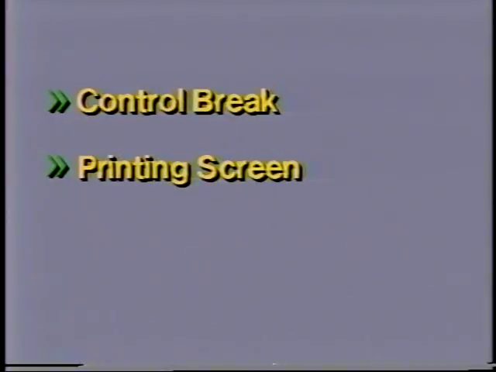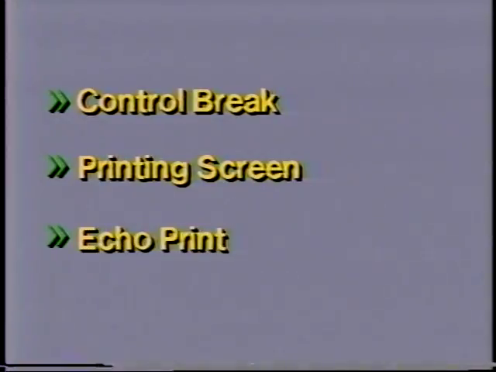Let's review the three hardware functions we've just talked about. Control break is the ability to terminate any command we may be executing and return to the A prompt. We've talked about screen copy, which lets us make an exact copy of what is on the screen at any time and print it on the printer. And we've talked about echo print, which is the ability to record everything as it appears on the screen, also on the printer. I think all three of these hardware functions you'll find very useful in the day-to-day use of your IBM PC.